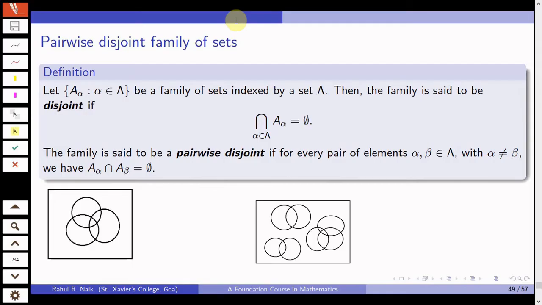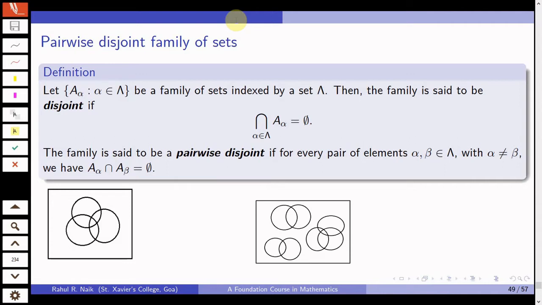Welcome to lecture series on the course Foundation of Mathematics. This is lecture 10 and in this lecture we will be discussing the notion of pairwise disjoint family of sets and power sets. So first we discuss the notion of pairwise disjoint family of sets.